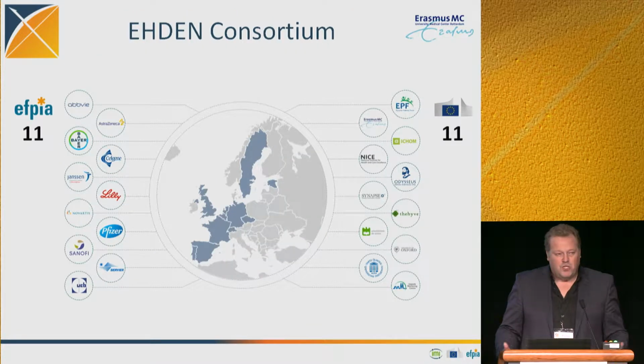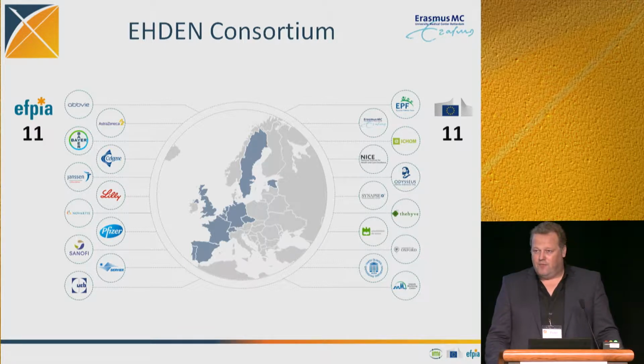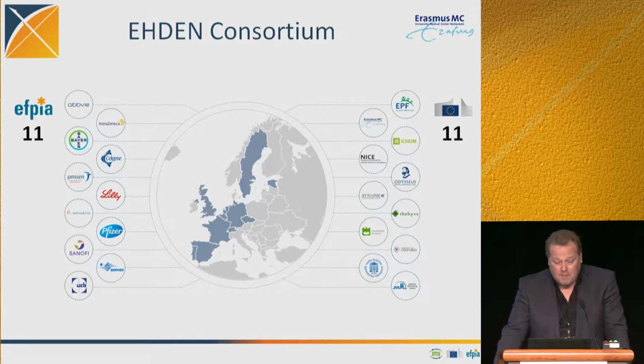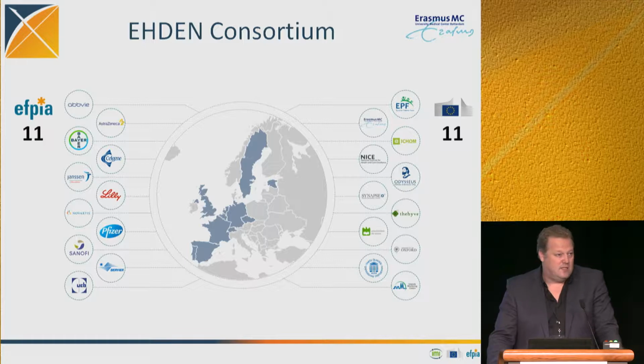It's a consortium consisting of 11 pharmaceutical companies and 11 public partners, including some SMEs who you may have seen here today, like the Hive and Odysseus, but also NICE and the European Patient Federation are part of our consortium, as is ICHOM.